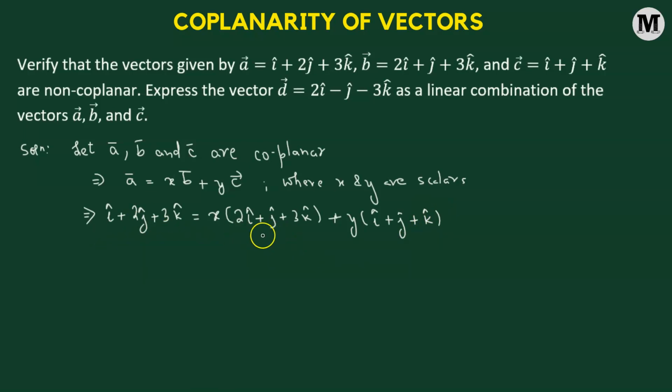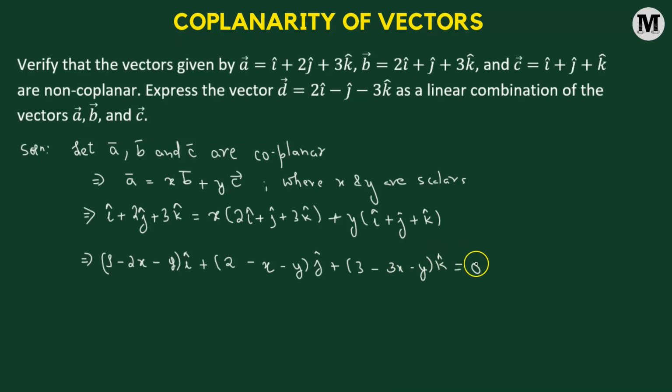We'll also transpose the terms from the right hand side to the left hand side, and that's going to give us 1 minus 2x minus y. This will be the components of i cap. This will get added to 2 minus x minus y. This will get multiplied to j cap. Added to 3 minus 3x minus y. This is going to get multiplied to k cap. And this is going to be equal to a null vector.